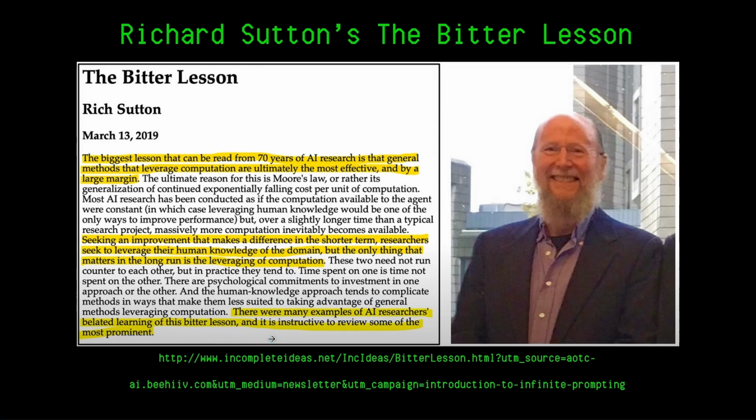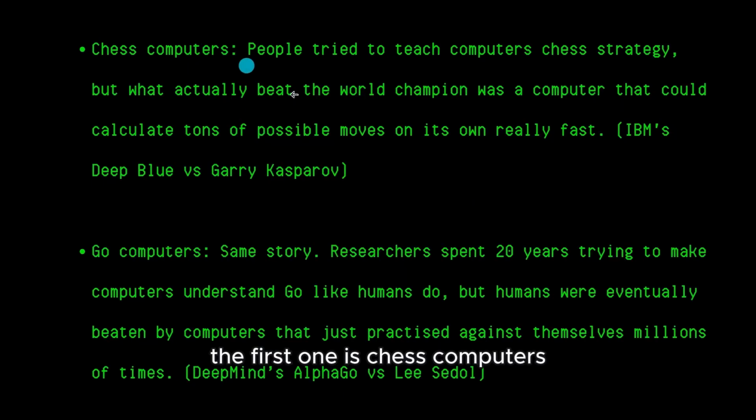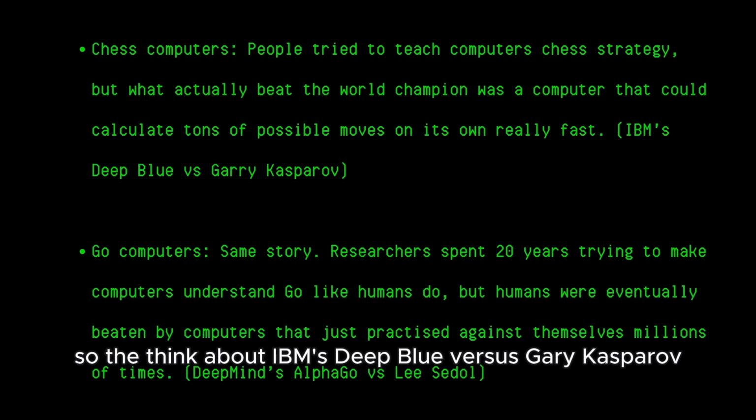There are several examples that demonstrate Richard Sutton's bitter lesson. The first one is chess computers. People tried to teach computers chess strategy, but what actually beat the world champion was a computer that could calculate tons of possible moves on its own really fast. Think about IBM's Deep Blue versus Garry Kasparov.